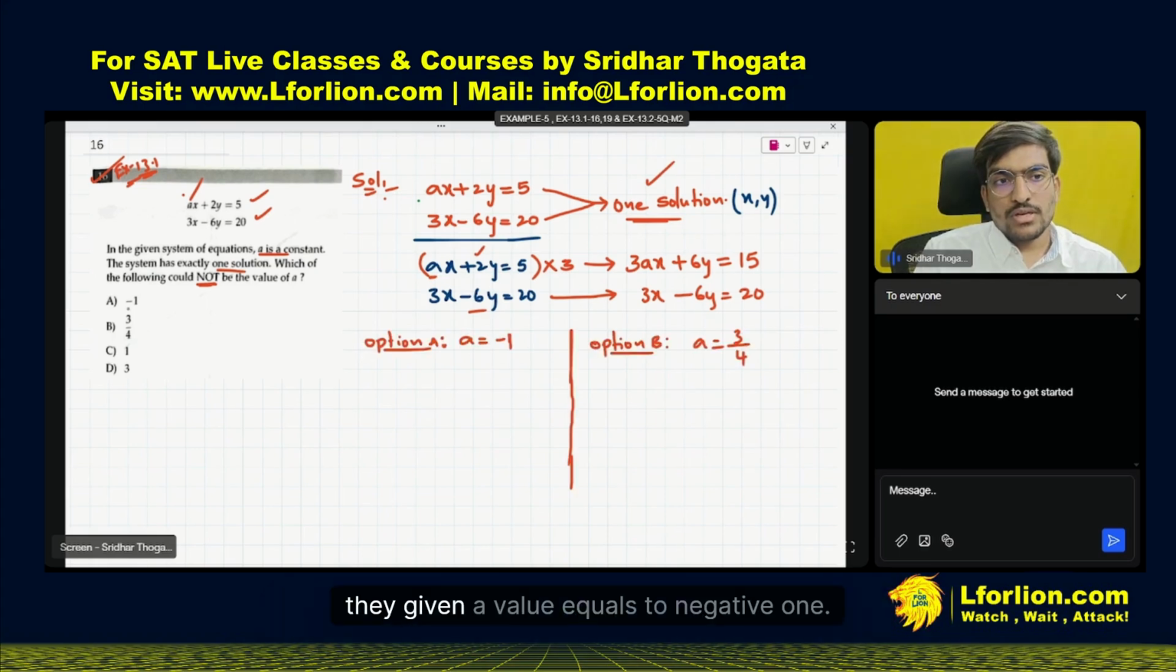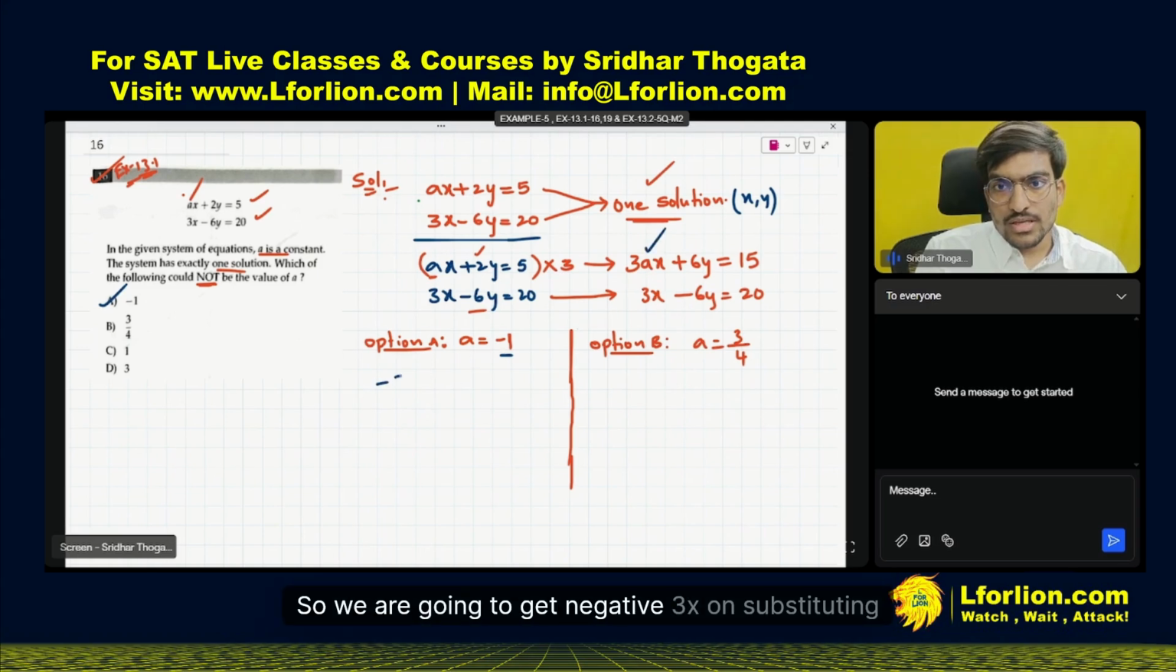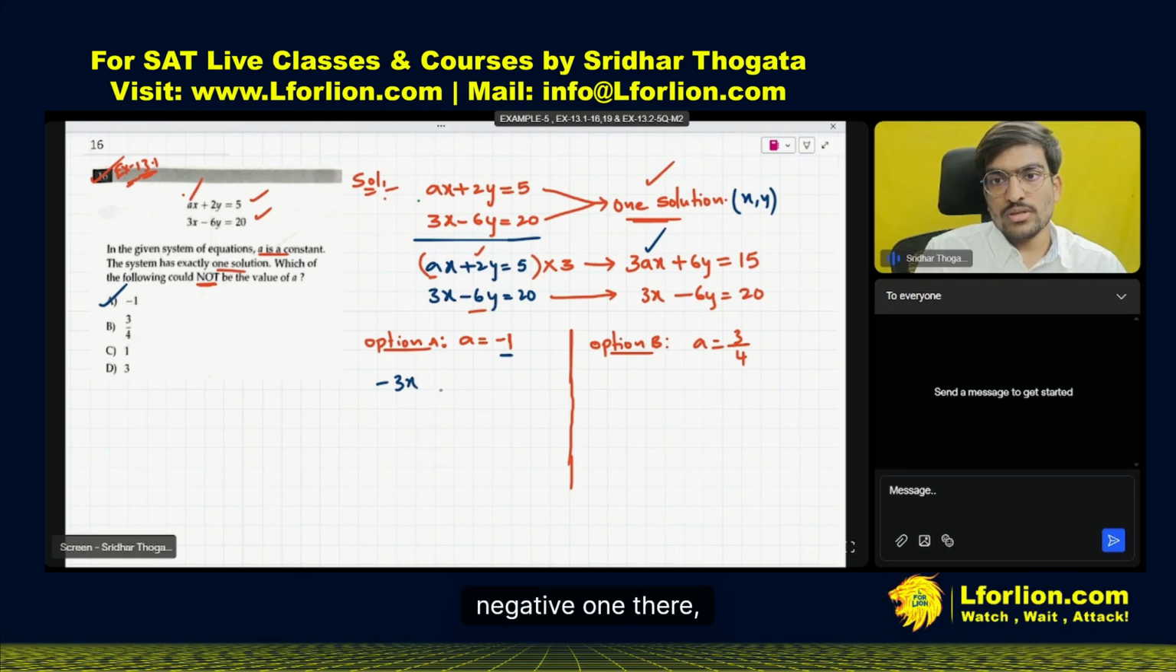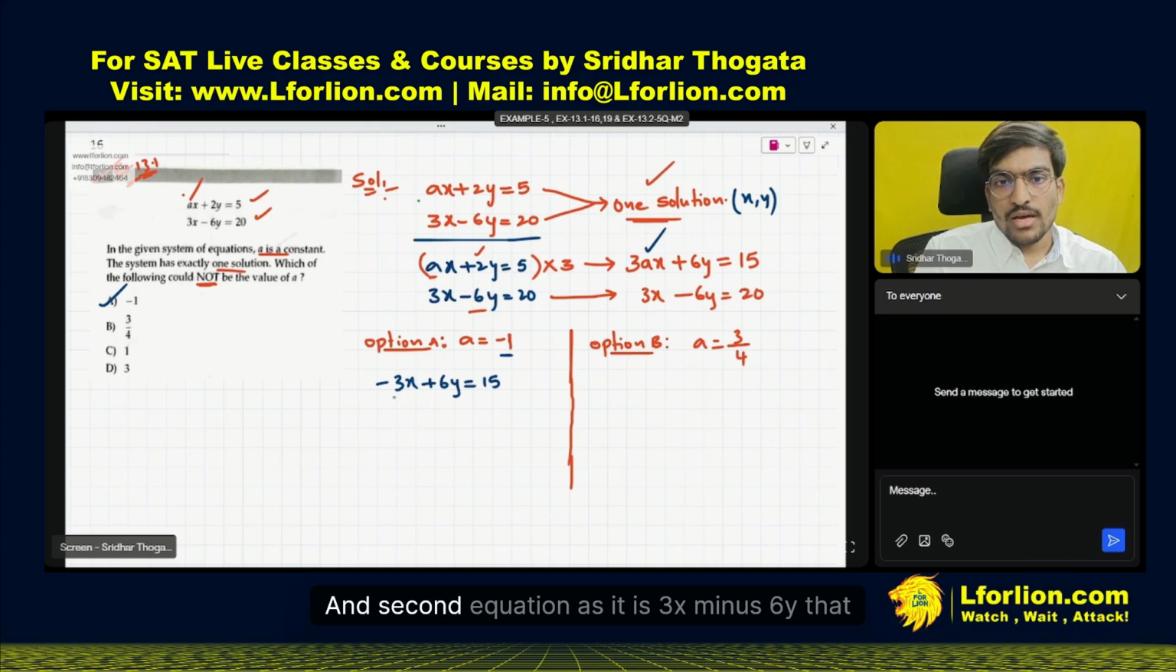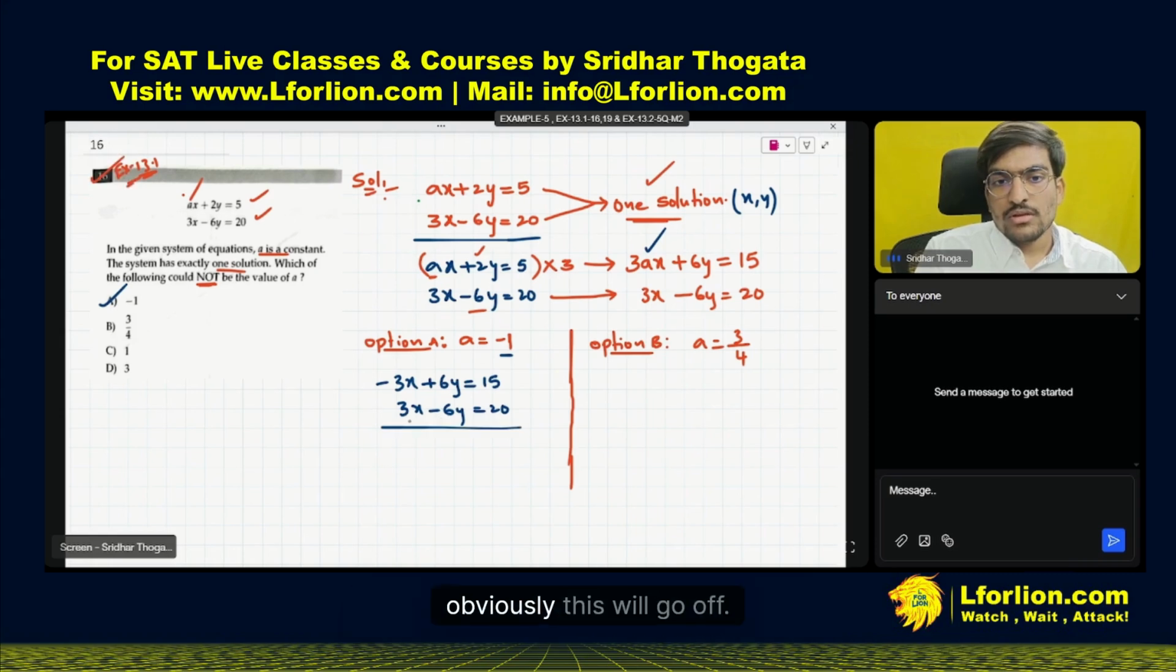So option A, they given A value equals to -1. Let's substitute A value here as -1. So we are going to get negative 3x on substituting -1 there. Negative 3x plus 6y, that equals 15. And second equation as it is, 3x minus 6y, that equals 20. So if you solve these two equations, obviously this will go off. Negative 3x, positive 3x is 0. Positive 6y, negative 6y will go off. Then you're going to get 0 equals something like 35.